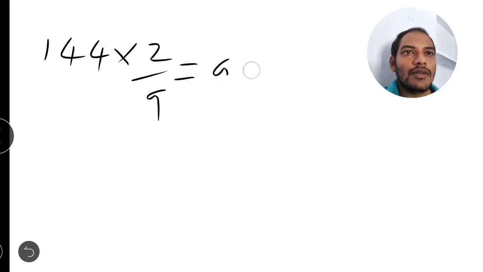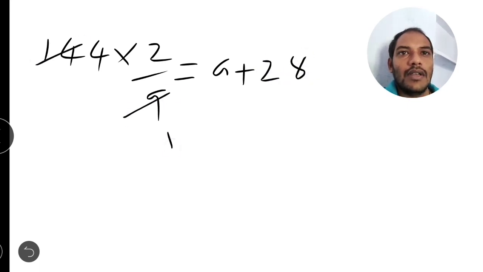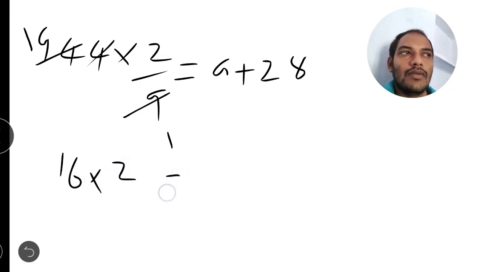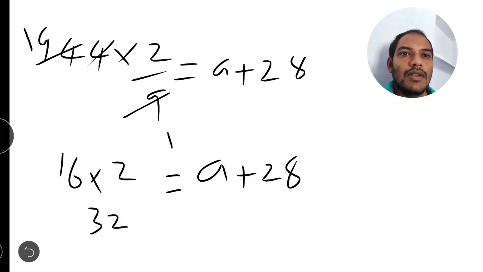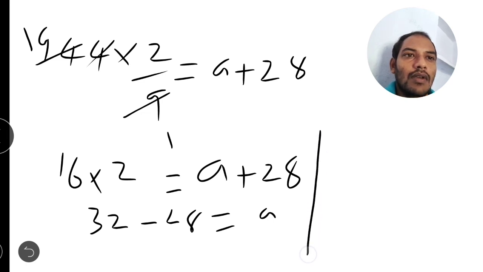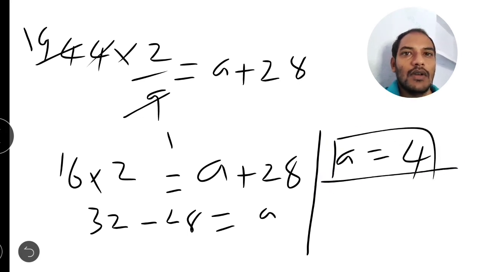So A plus 28. So 9 ones are 9, here 9 ones are 9, remainder 5, 9 6s are 54. So 16 into 2 equals A plus 28. 16 2s are 32 minus 28 equals A, and the A value is how much? 32 minus 28 is 4. So our required answer is 4.